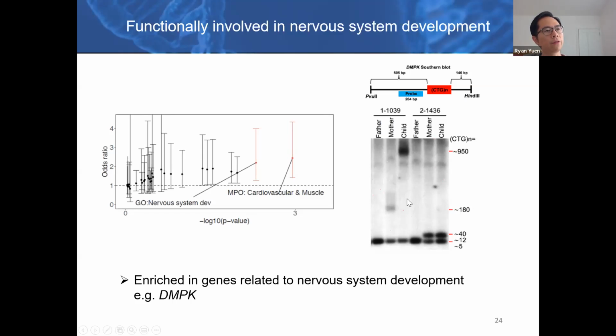In this case, we confirm one of the cases here using Southern blot. The mother carries a pre-mutation, 180 units of the tandem repeat. When it's inherited to the child, it has a full mutation of more than 900 units. And the child is also known to us to have developed myotonic dystrophy as well.